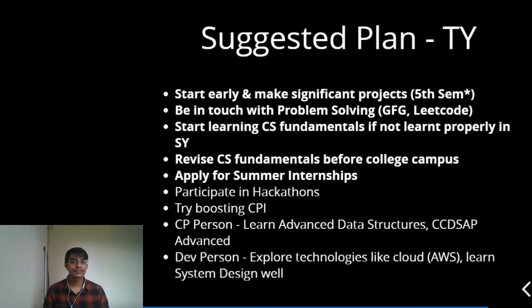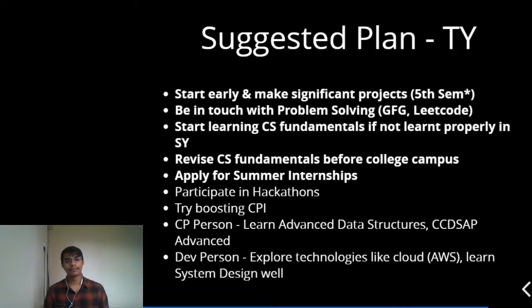Then start learning CS fundamentals if not learned properly in second year. If you have not learned CS fundamentals in second year, you can start learning now. You have completed your second year now, right? So start learning from the third year itself, because you have not done it properly.